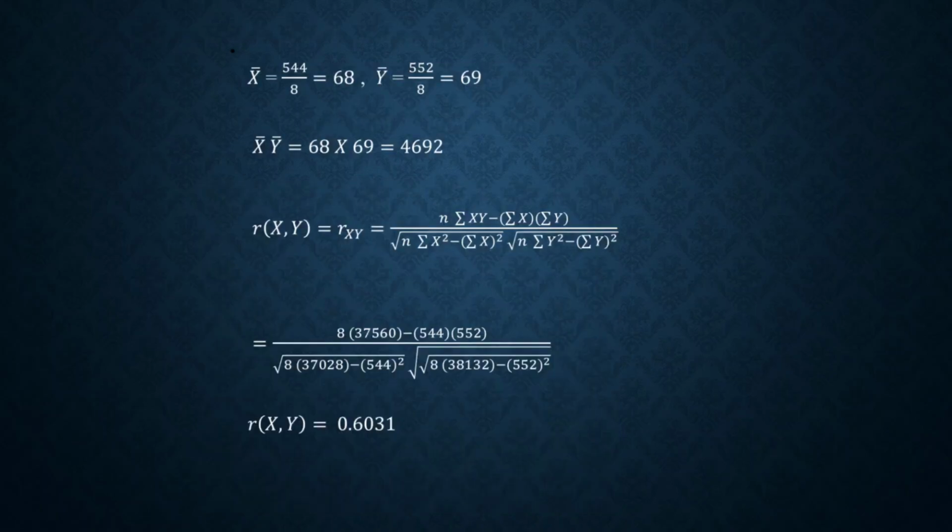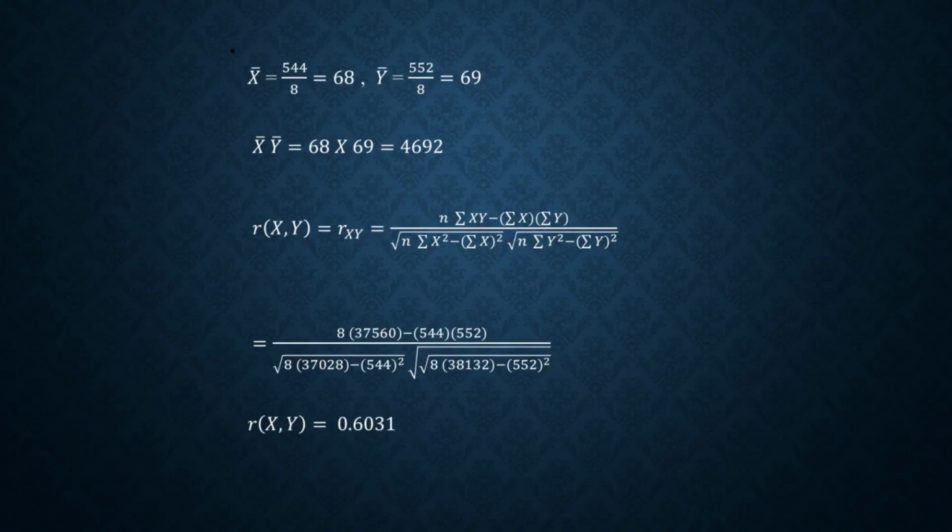First let us calculate the mean x bar, that is x bar equal to sigma x by n. Here sigma x value is 544 and n value is 8. So here we have x bar equal to 68. Similarly y bar equal to sigma y by n, which is 552 by 8, which is equal to 69. Now let us find x bar y bar, which is equal to 68 into 69 is 4692.